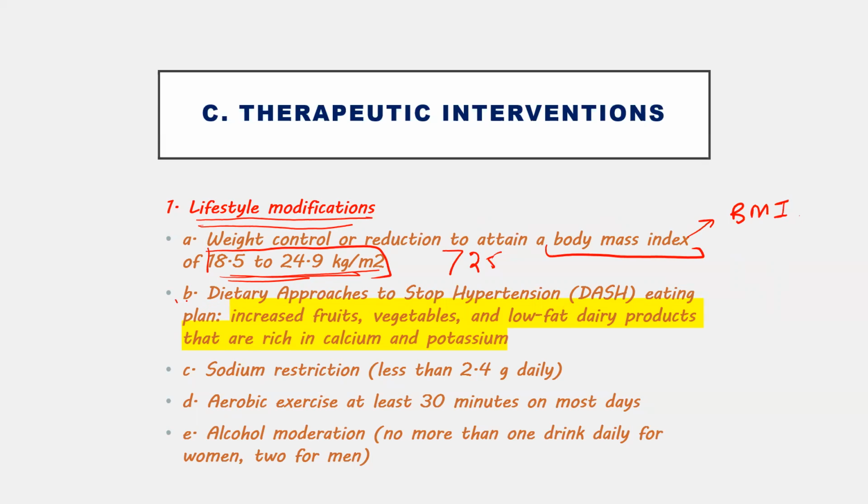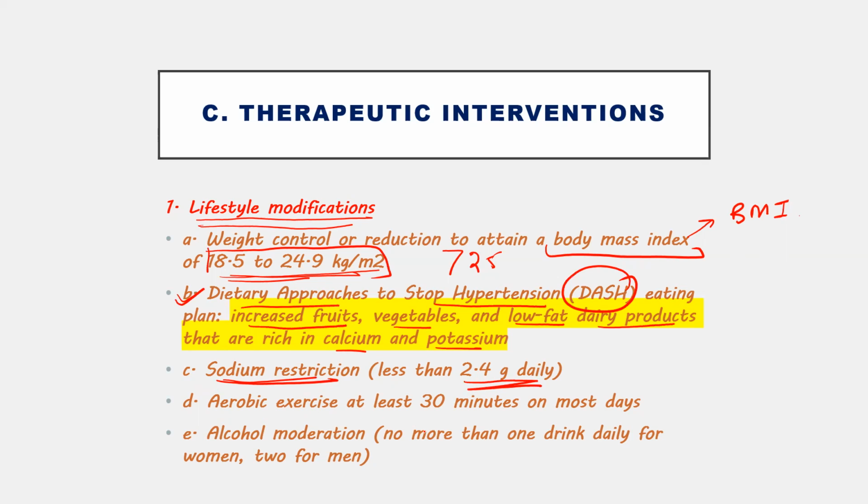Second and most important thing is dietary approaches to stop hypertension. This is called the DASH diet. In DASH eating, we approach the dietary pattern to stop hypertension. For example, eating fruits, vegetables, and low-fat dairy products that are rich in calcium and potassium. So the patient has to include all the fruits and green vegetables, and stop eating fatty foods and deep fried foods. Sodium should be restricted, as sodium intake leads to hypertension, so it should be restricted to less than 2.4 grams per day.